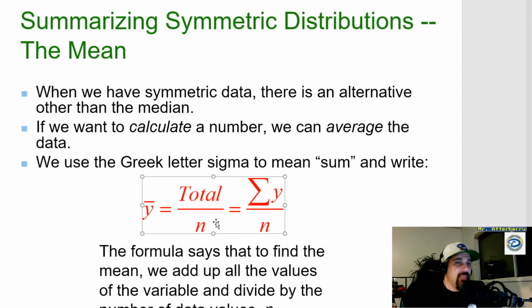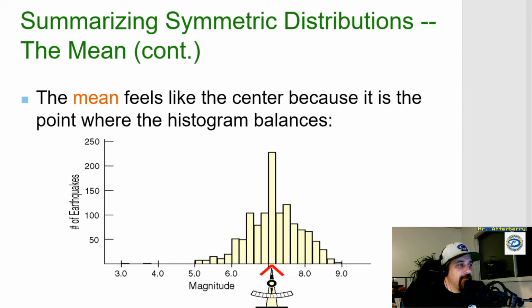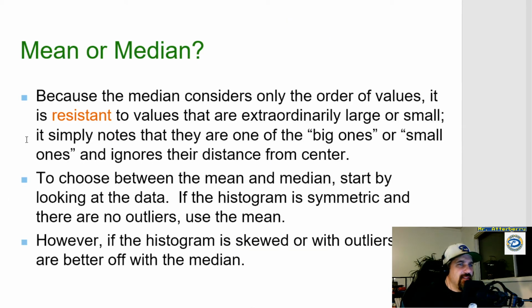So think about an average once again. Line up all your stuff, divide by how many you have. That's what this says: the sum of all of your values, add them all up, divided by how many you have. That will give you the average. The mean feels like the center because that's where the histogram will balance. The mean or median?